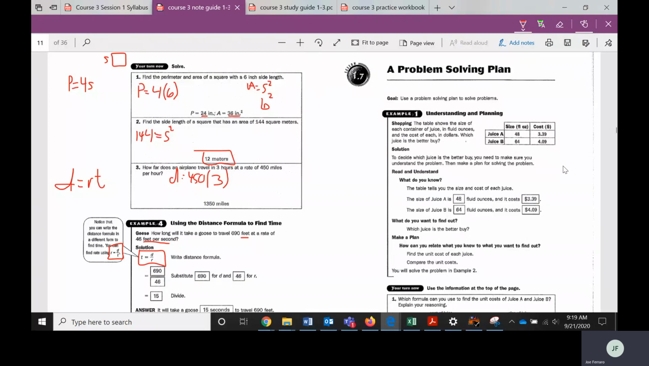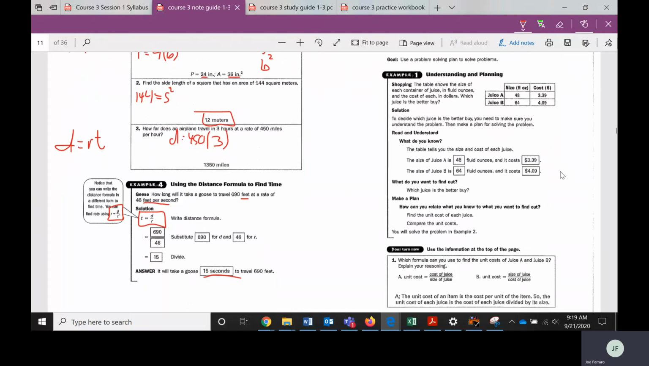So if any of you had me last year, we did this type of stuff. So this should be review. If not, it shouldn't be too long for you to kind of catch up on this. So we're going to decide which one is a better buy. It says the table tells you the size and cost of each, so just what we just went over here, the size and the cost.